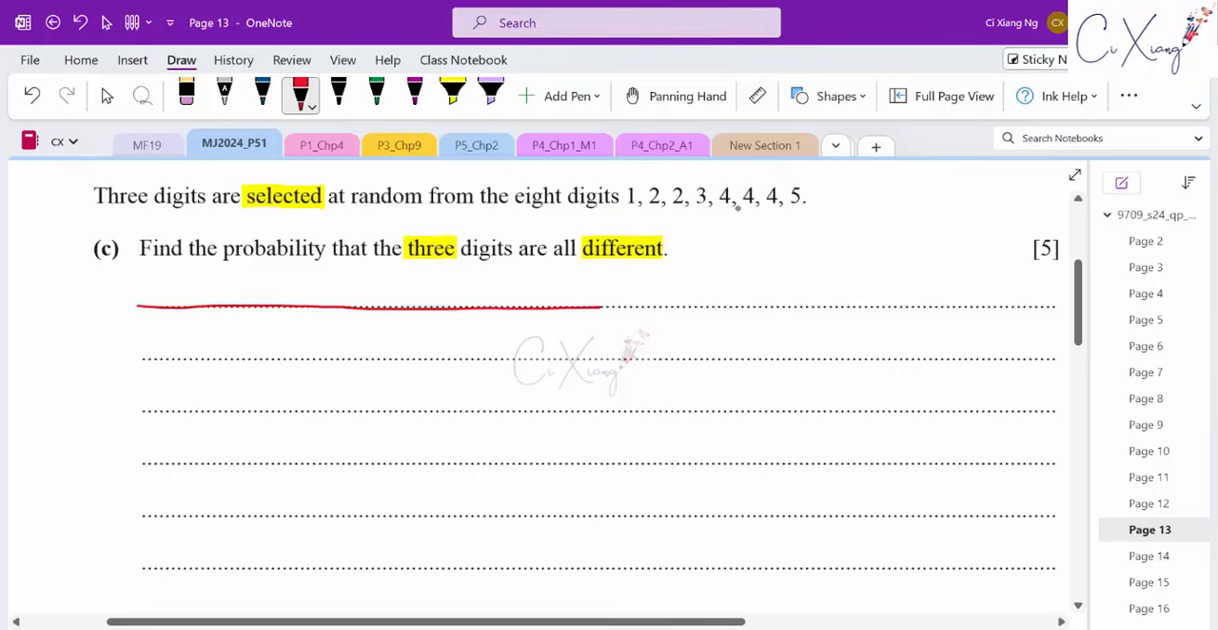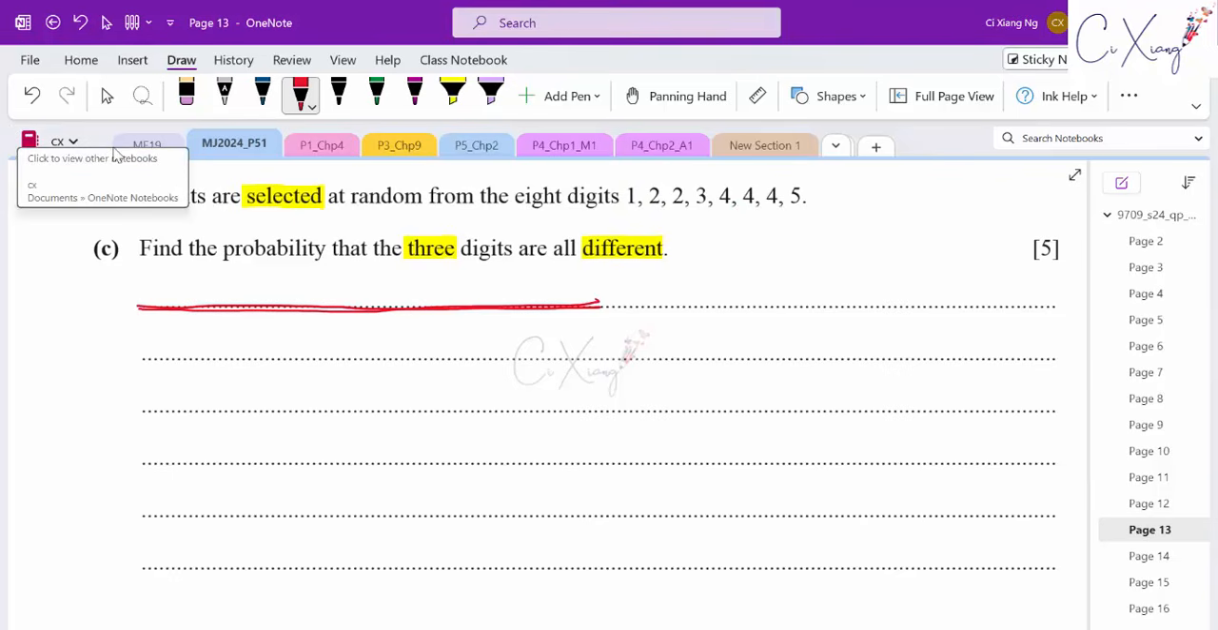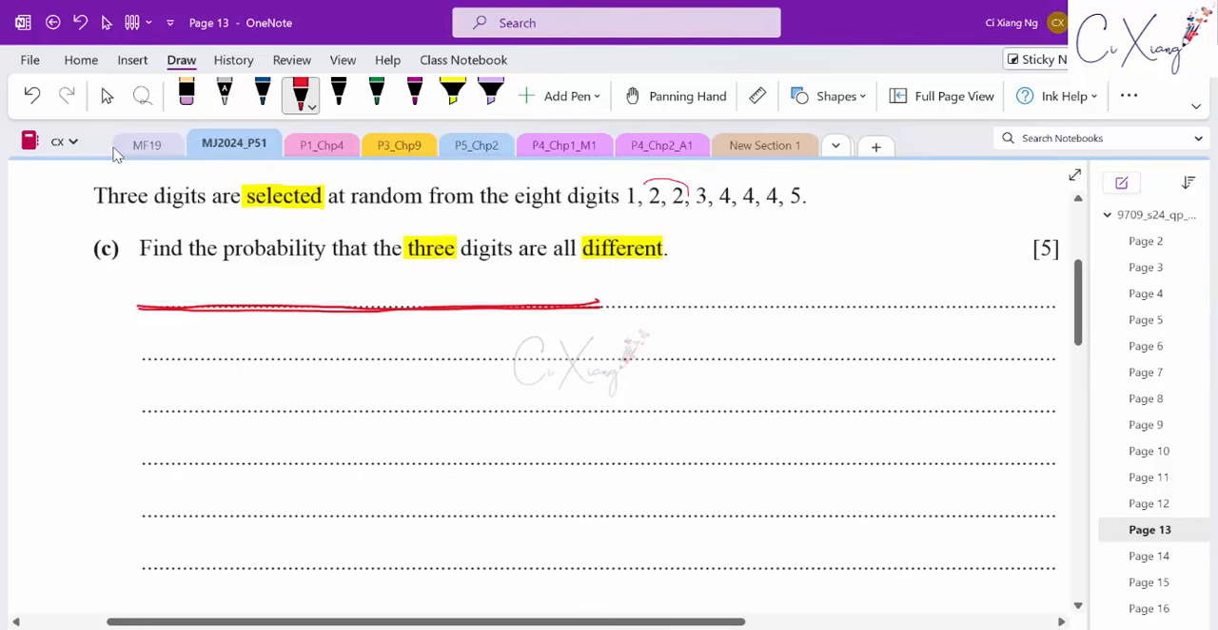Because of this reason, I will list out all the numbers here. I have one group of 2s, there are two, so I maybe put one group as a 2. Then I have another 3 numbers 4, so I put it as a 4 here.